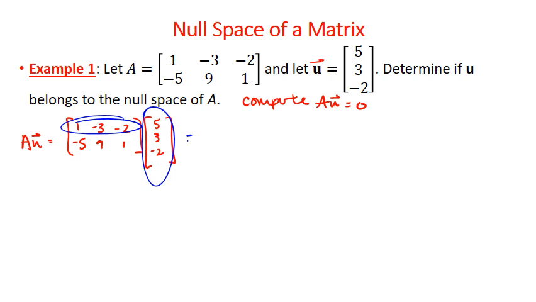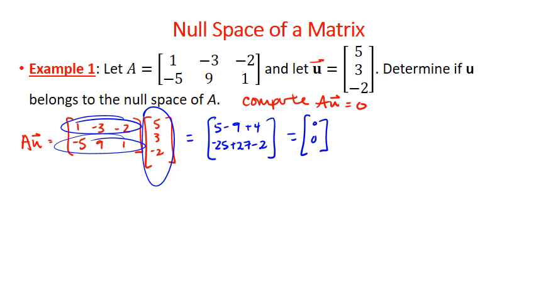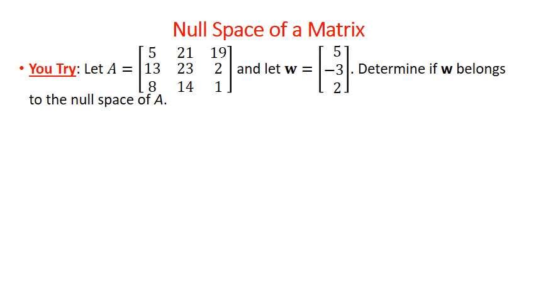When we multiply this, our first row is 5 minus 9 plus 4. Then the second row is negative 25 plus 27 minus 2. And sure enough, this results in the 0 vector. So this tells me that vector u is in null of A. Why don't you go ahead and try this one? Pause the video and come back.